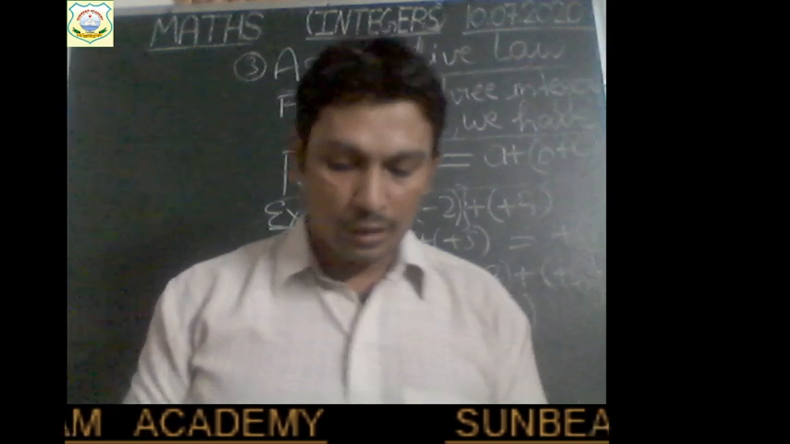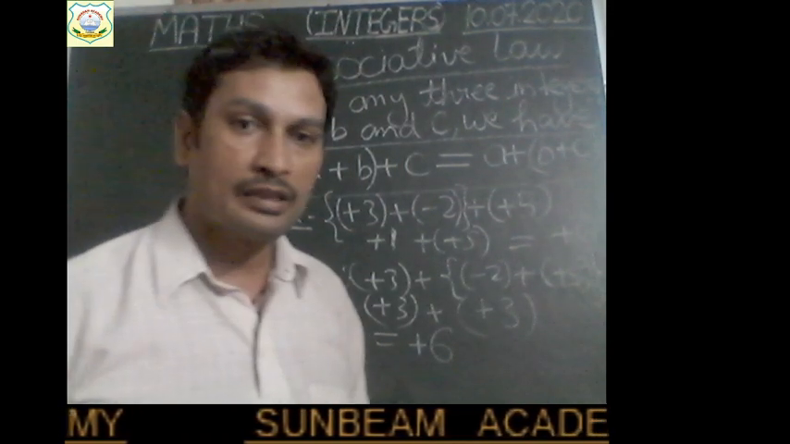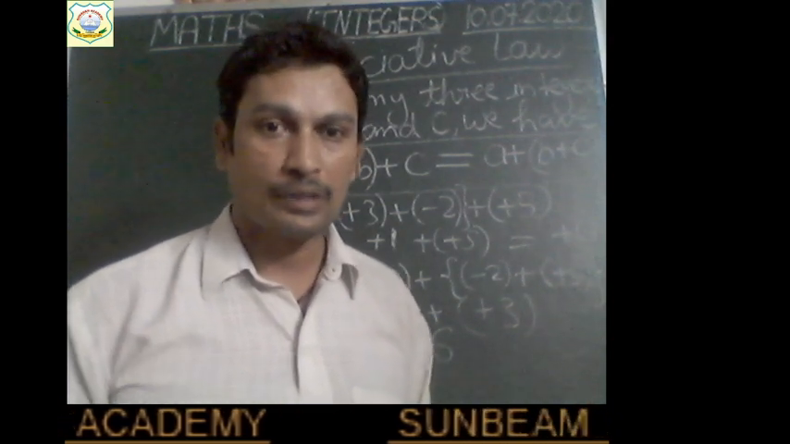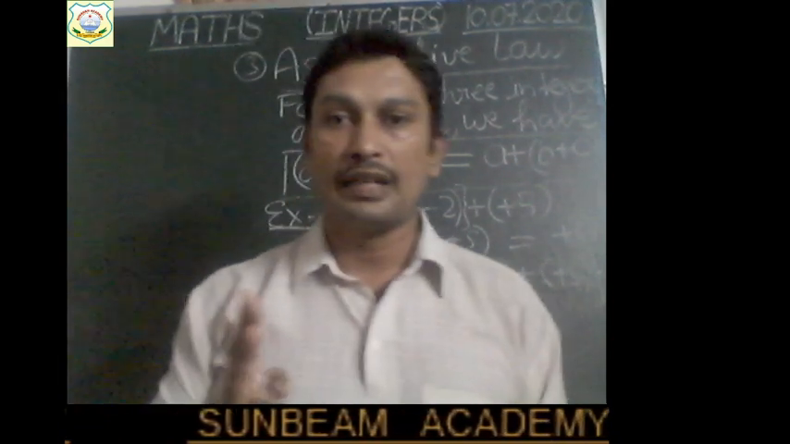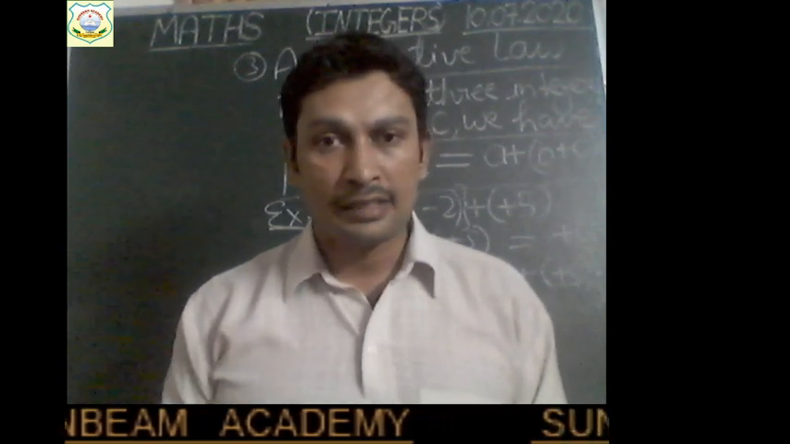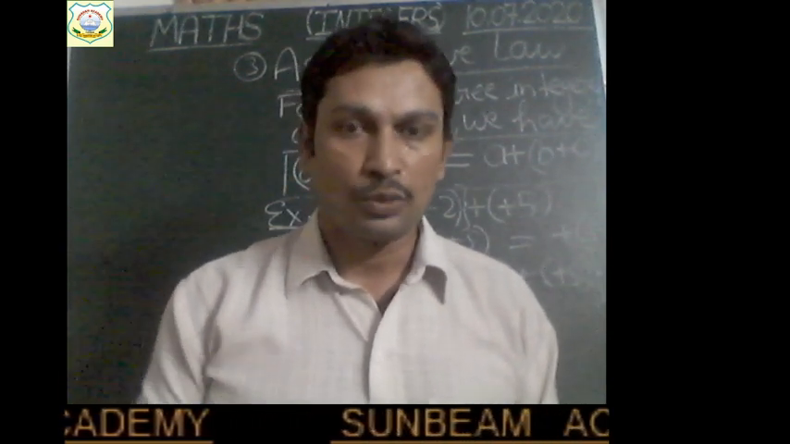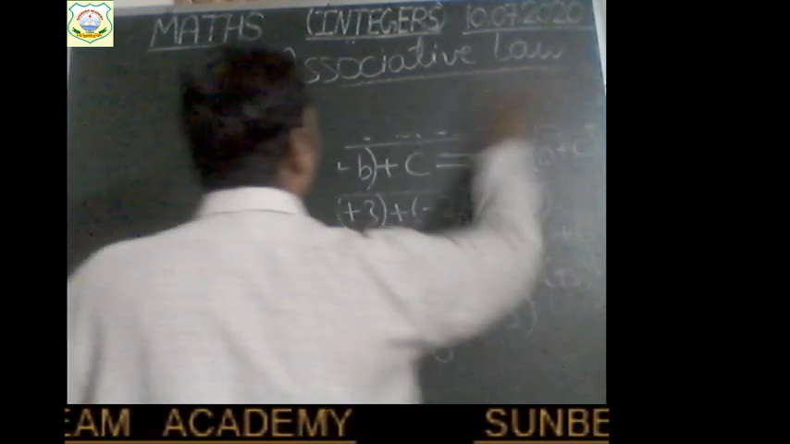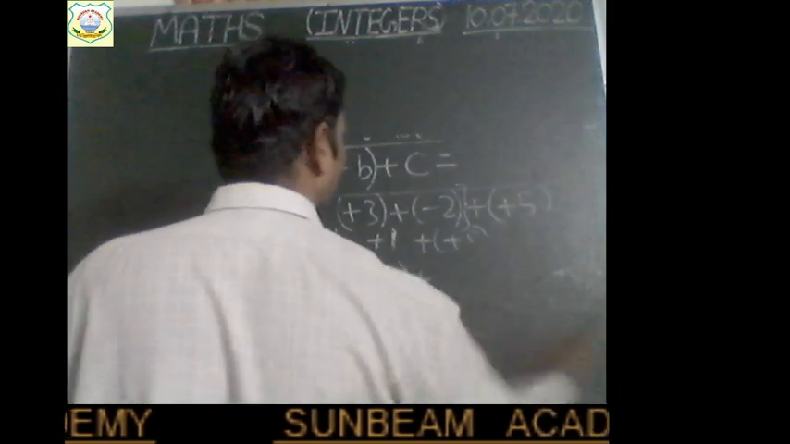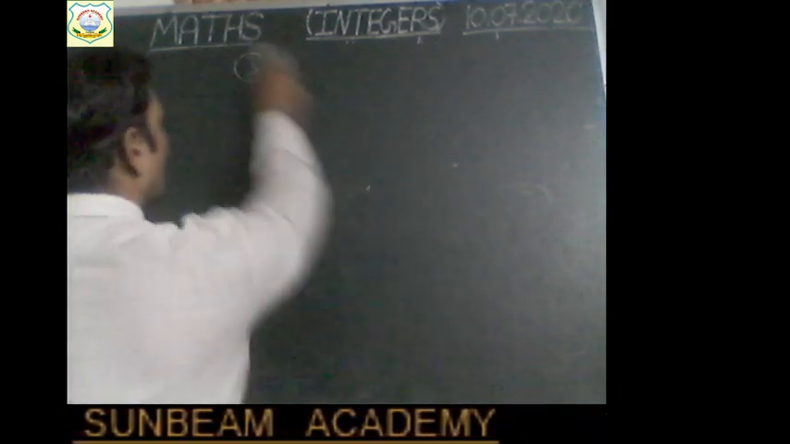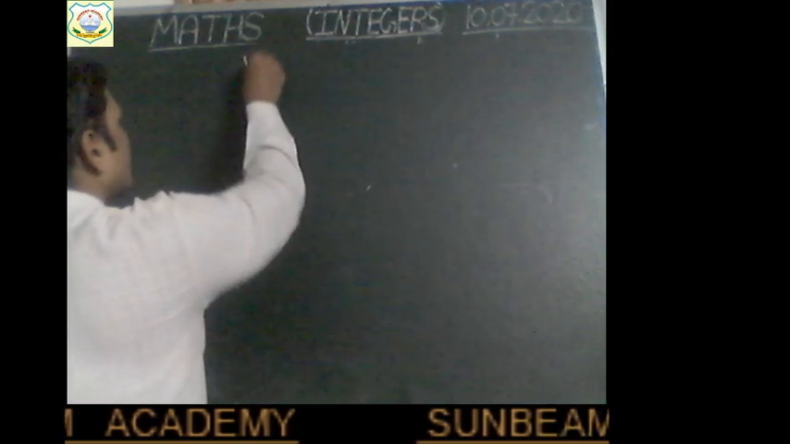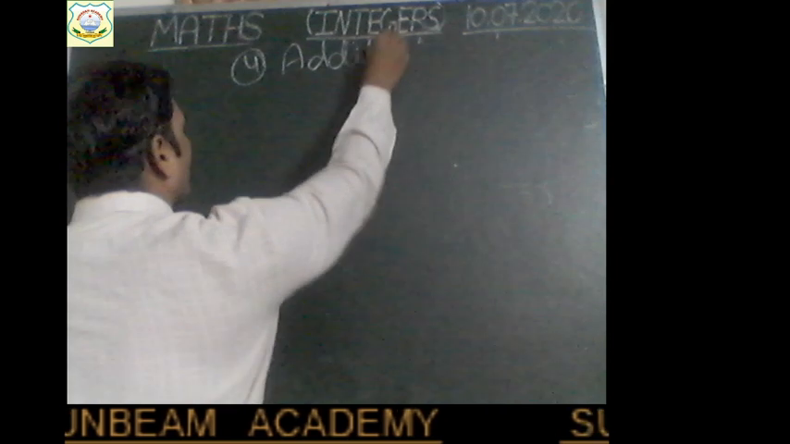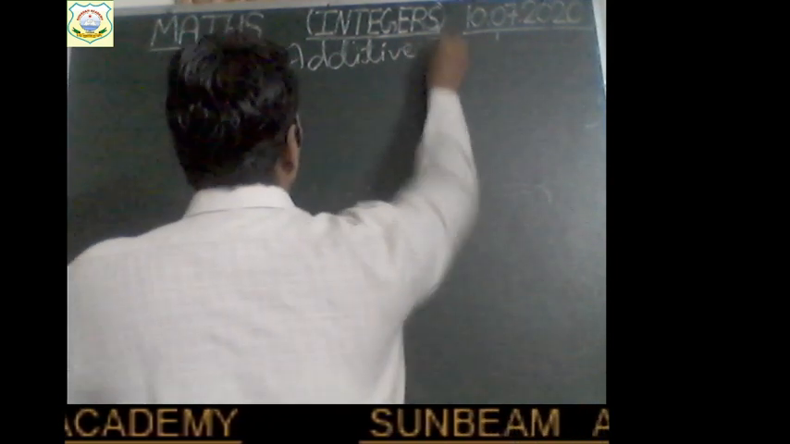Clear? So children, let us move to the next property, the fourth property of integers, which is additive identity. The fourth property is based on additive identity. What is additive identity? Let me tell you. Before that, write the property number 4. What is the fourth property? That is additive identity.